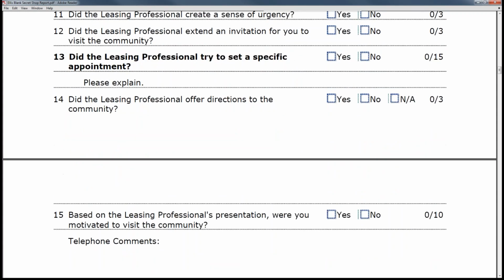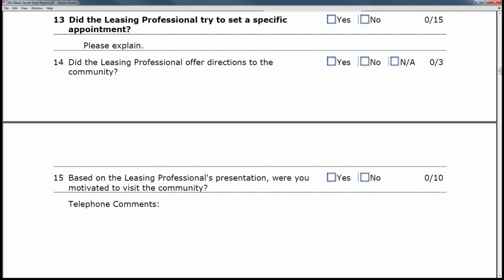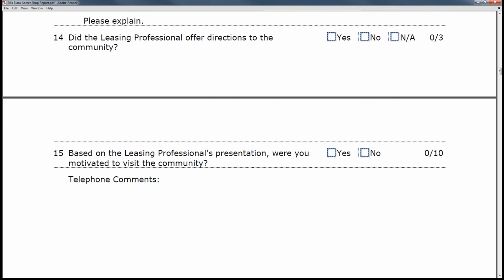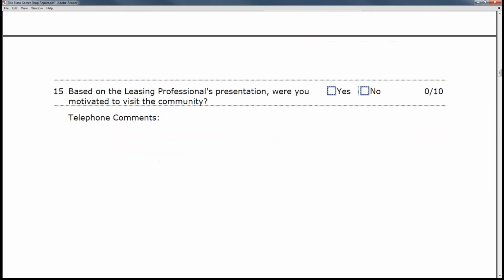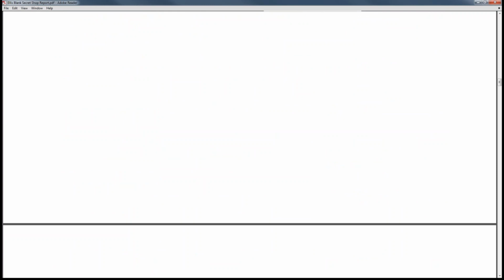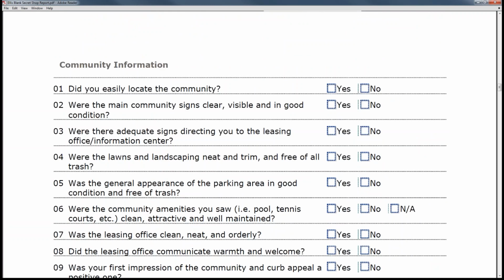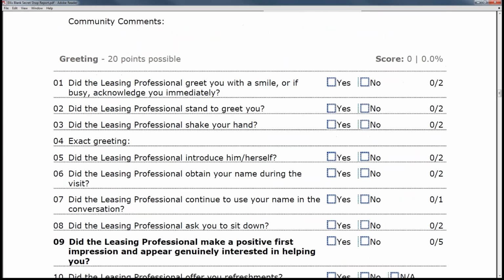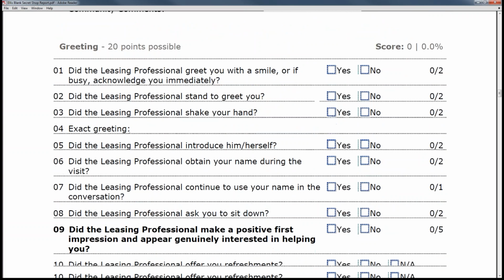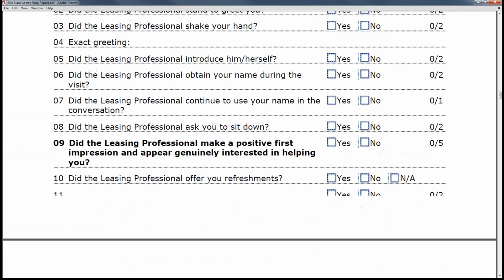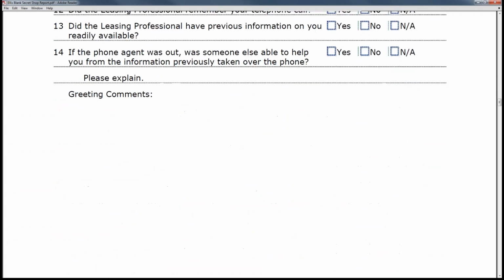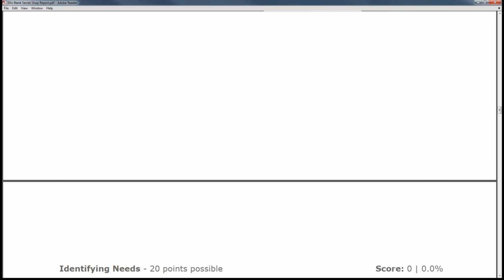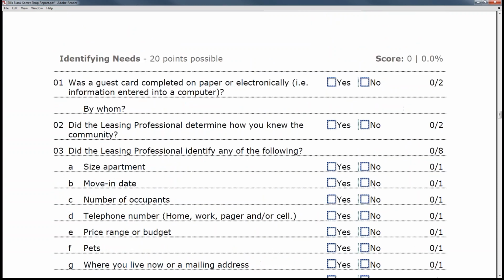This is also going to be questions that the shopper is going to fill out so that we know how everything went. And then it also talks about the community. Was it easy to locate? Were the signs clear? Was it clean? Was the leasing agent professional? Did they smile? Did they shake your hand? It just goes through everything that would be happening on a phone call and tour.